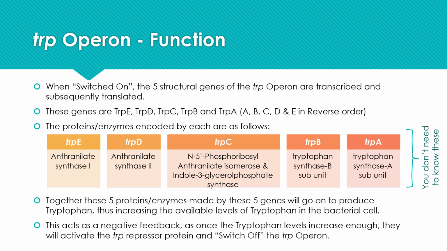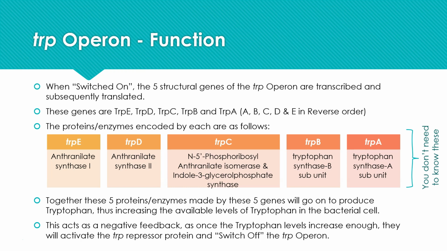You end up with one produced by trpL, one by trpD, one by trpC, one by trpB, and one by trpA. If you're like, I'll never remember them, you don't need to stress too much about remembering them, but it's also just A, B, C, D, and E, but in reverse order. So it's not too hard to remember.